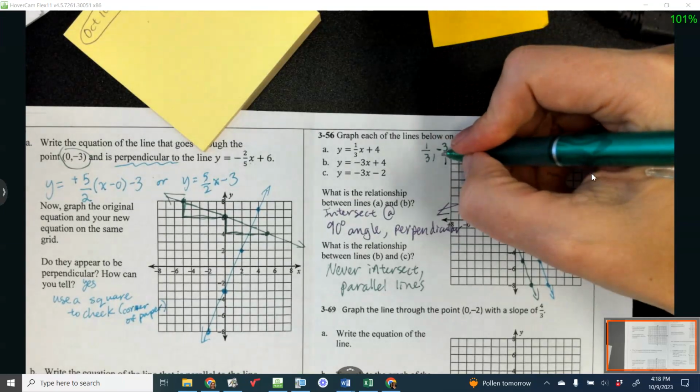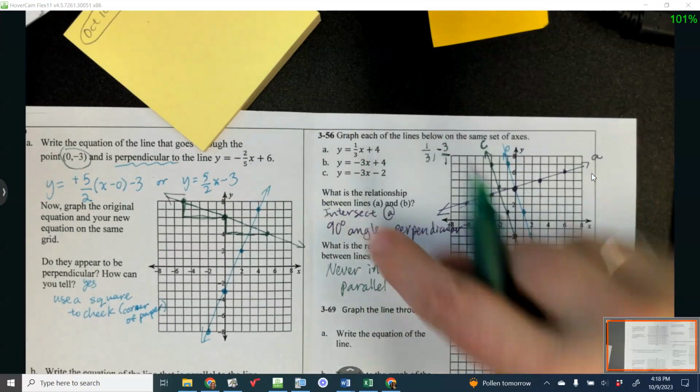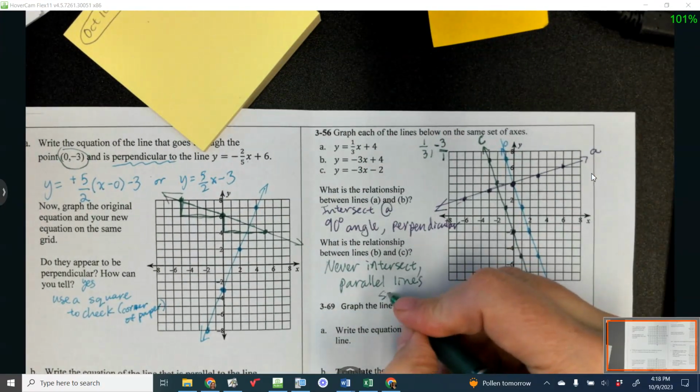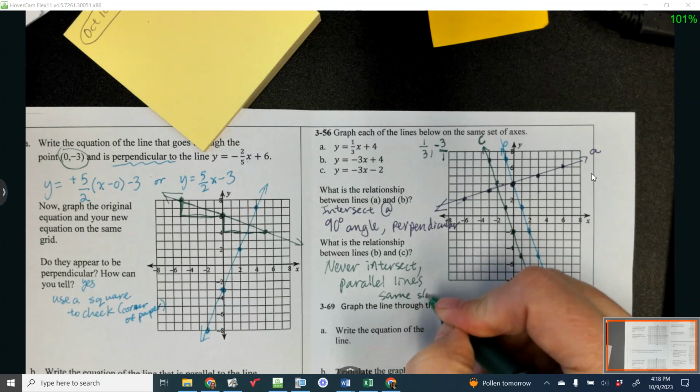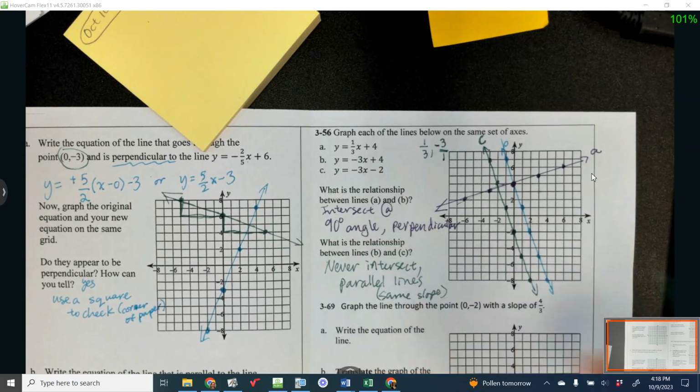We also can see that these two have the same slope, and that is y. Okay.